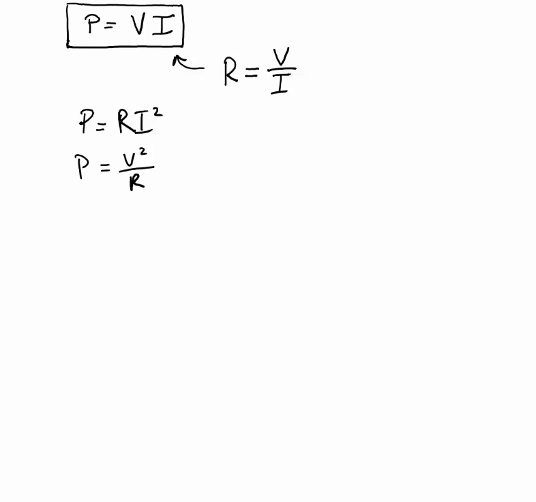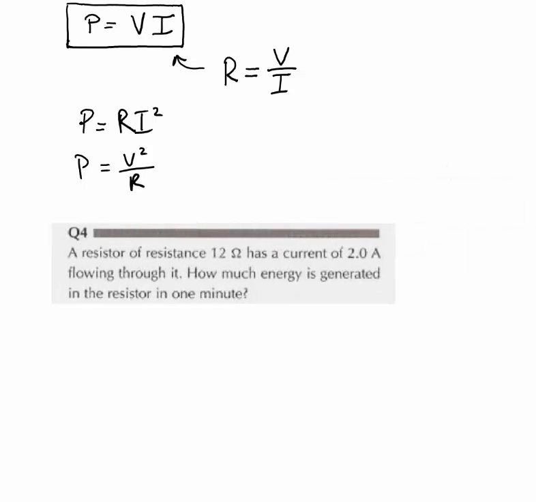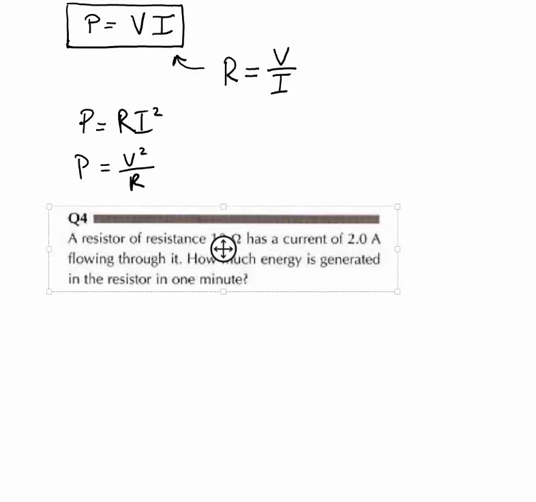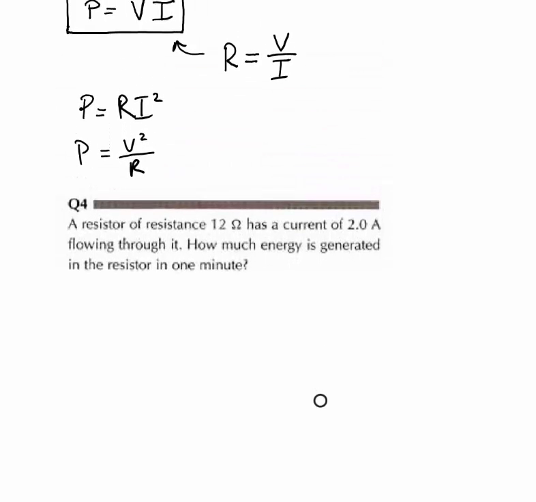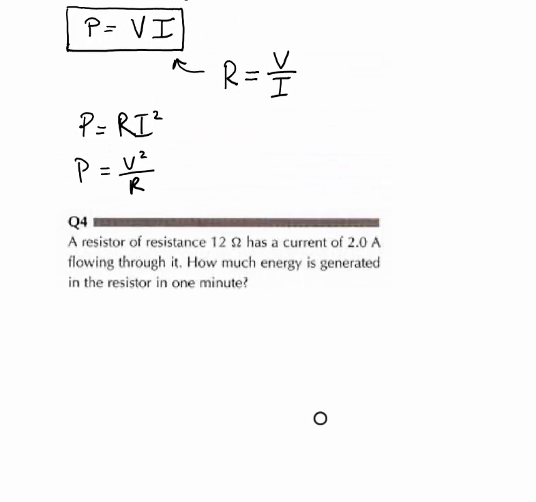I'll just do a couple of very simple examples. These are straight from your textbook. I'll leave those equations there for now. A resistor of resistance 12 ohms has a current of 2 amps flowing through it. How much energy is generated in the resistor in 1 minute?